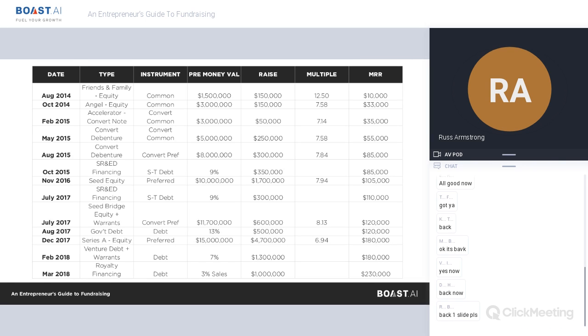And that's where I'm going to spend a lot of my time today, talking about your fundraising journey and what it might look like over all of your different time periods, and your different types of instruments you might be using, from equity to debt to convertible debentures to SAFEs, and different government slides that you might have.